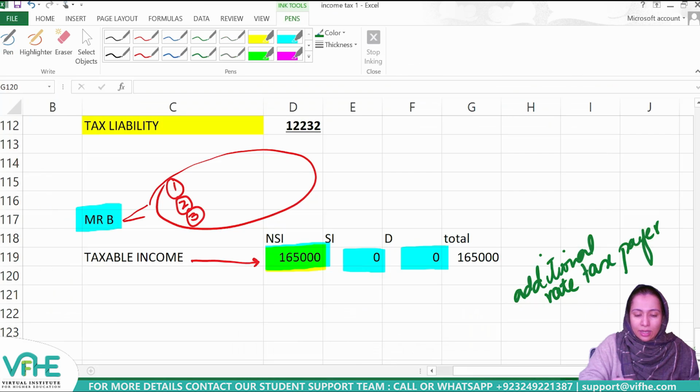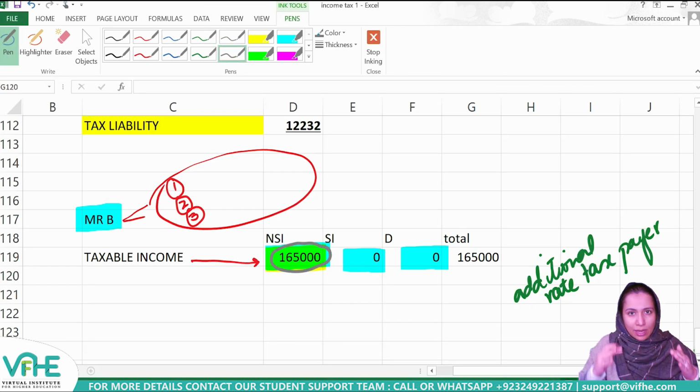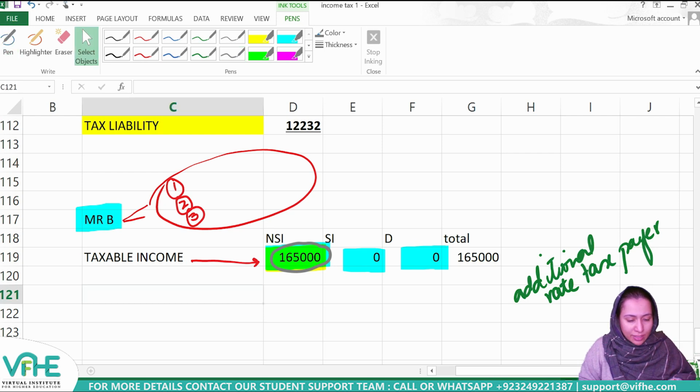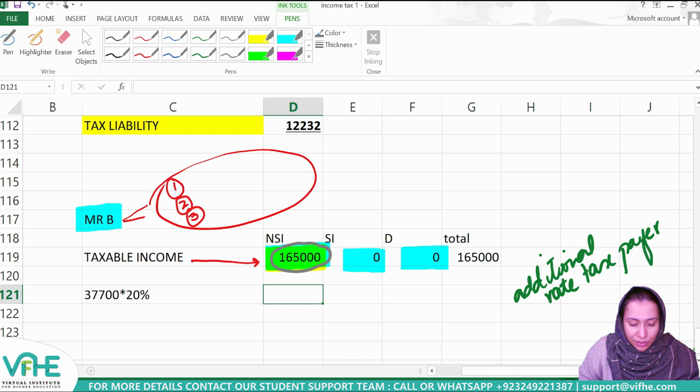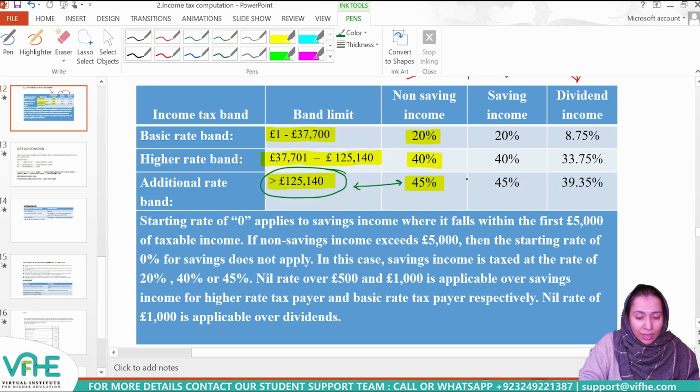So his taxable income is £165,000, and I will be applying tax rates gradually. On the first 37,700, we will be applying a basic rate. The basic rate for non-savings is 20%, so it is equal to 37,700 into 20%. So that gives us a tax figure of £7,540.